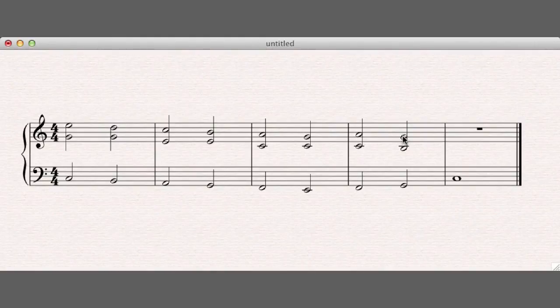In this case, it makes so much more sense to have a root and a third than to do this, something like that, to get the fifth. This melodically is very strange. It would be equally strange to do this.